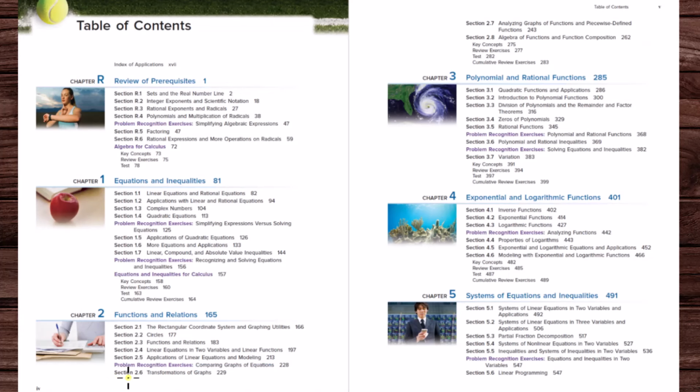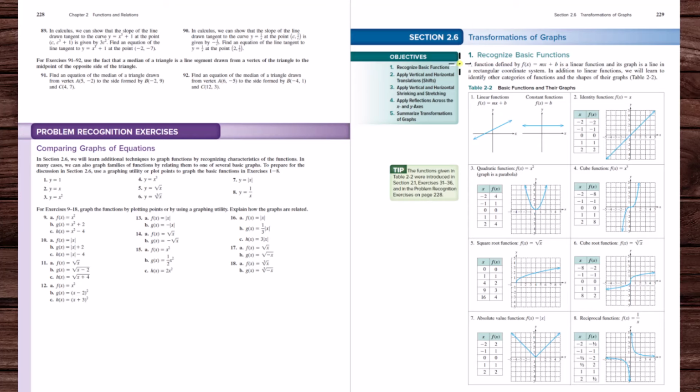In this video, I want to talk about the idea of basic functions. So in the next video, we're going to be going through section 2.6, which is on transformations of graphs. And this section, as you can see, starts off by wanting you to be able to recognize basic functions. And they list out some examples of basic functions here.